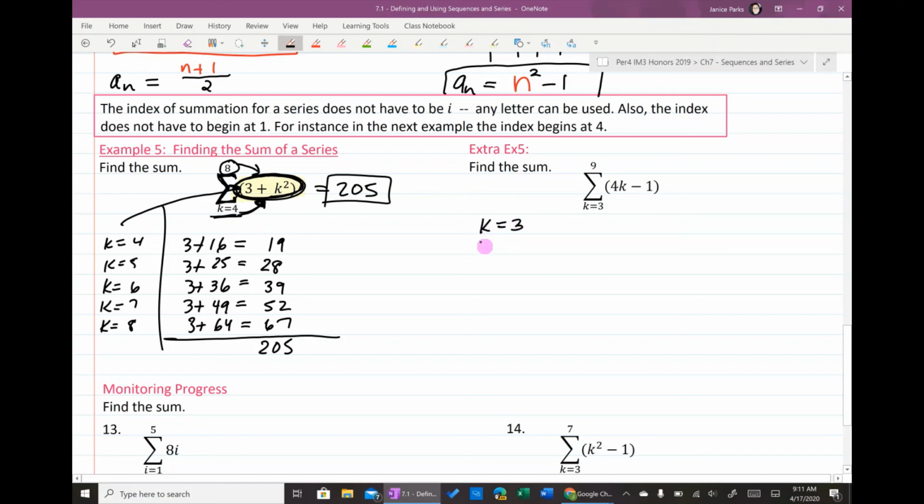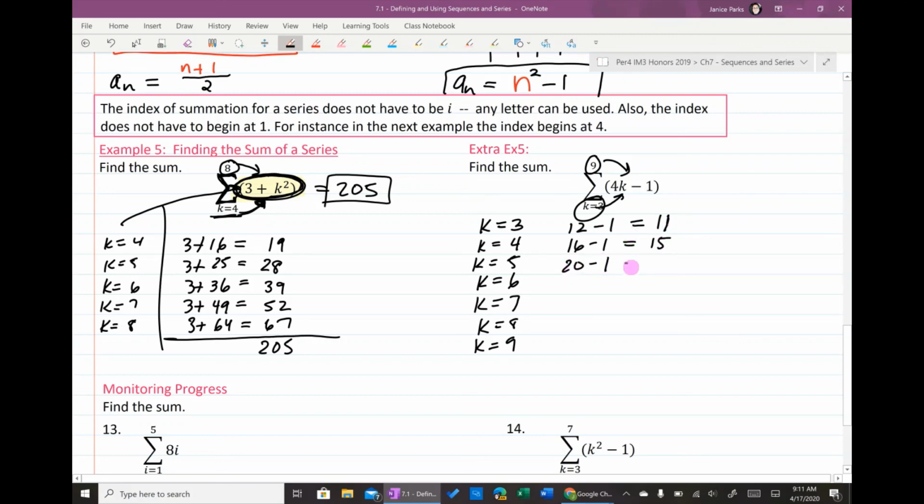So here we go. K equals 3, 4, 5, 6, 7, 8, and 9. So in this case, we're plugging in the numbers 3 through 9 into that. So 4 times 3 minus 1. 4 times 4 minus 1. I don't know, I put 1 instead of 11. 5 times 4 minus 1.